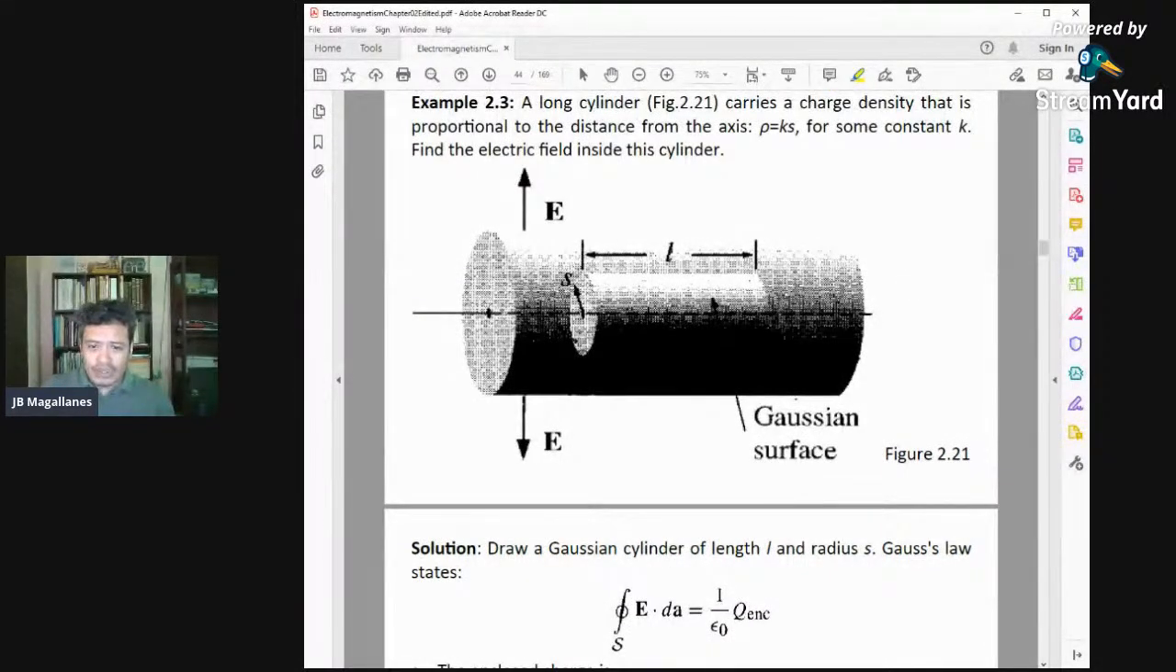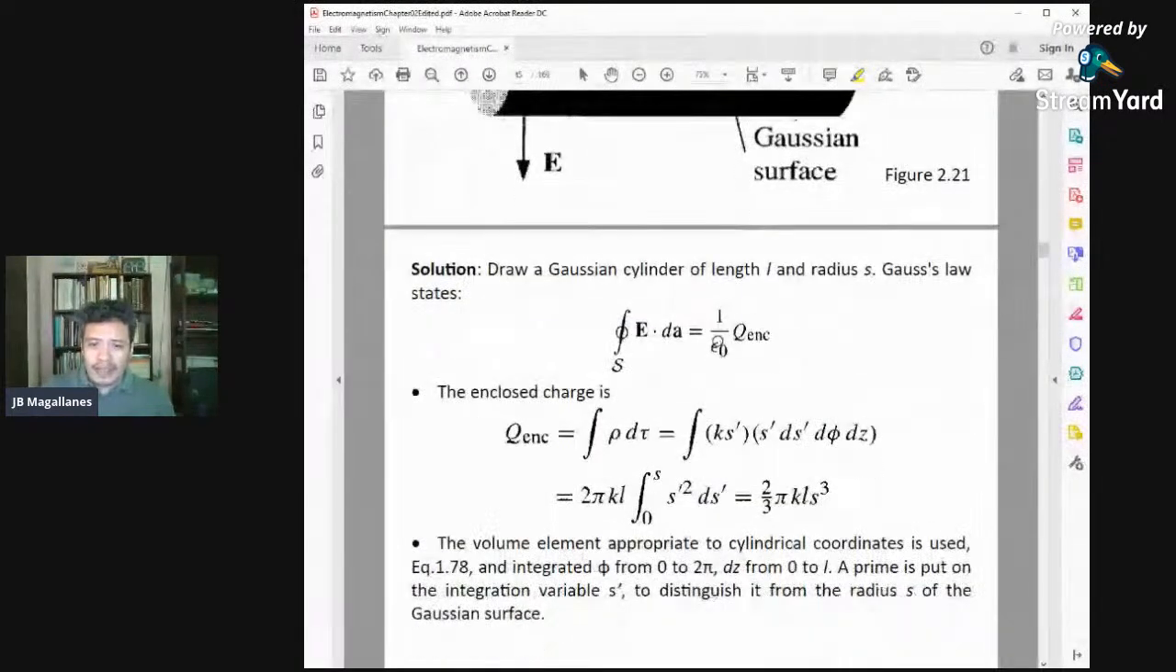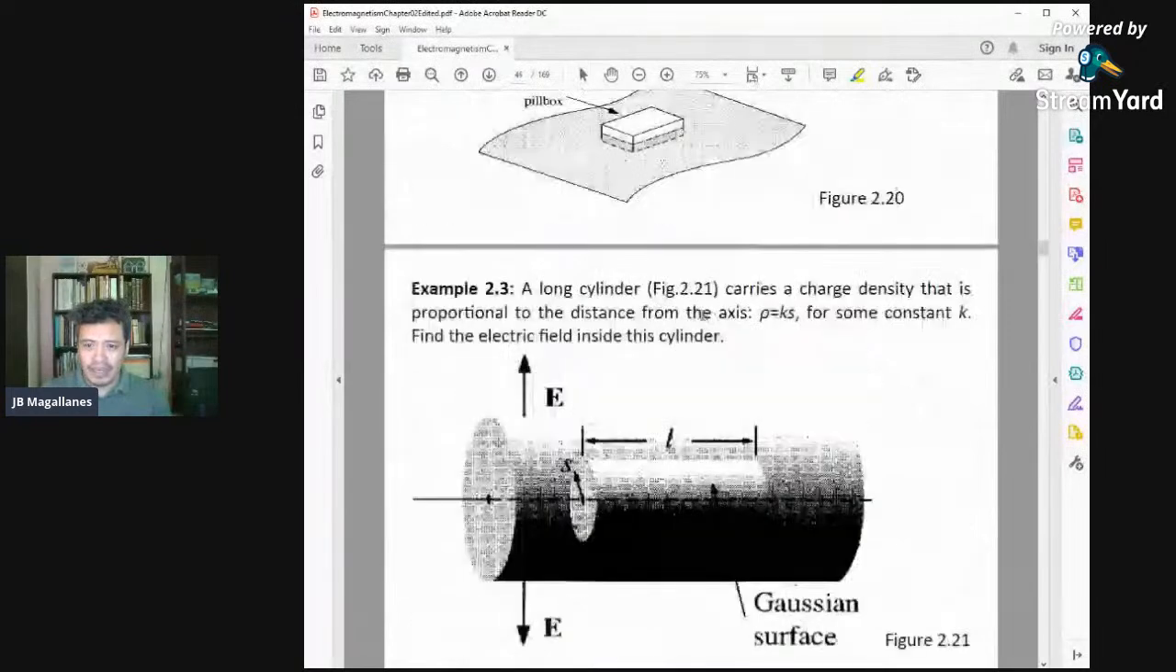So this is your Gaussian surface inside. Again, starting with Gauss's law, which is just the closed integral of E dot dA equals Q enclosed over epsilon sub o. By the way, the Q enclosed here is just equal to rho d tau, and rho is just ks as given here.